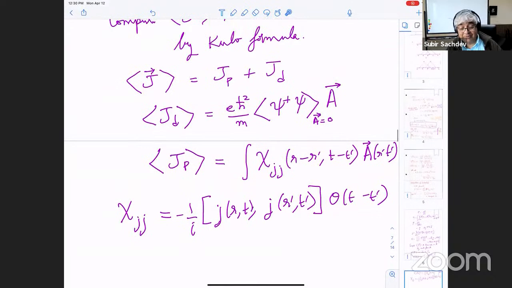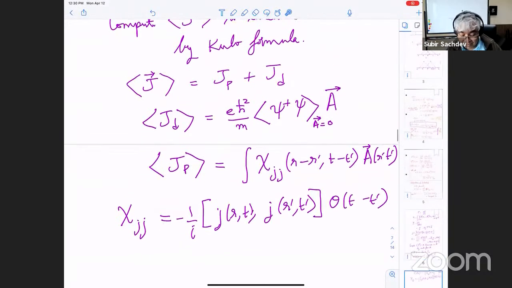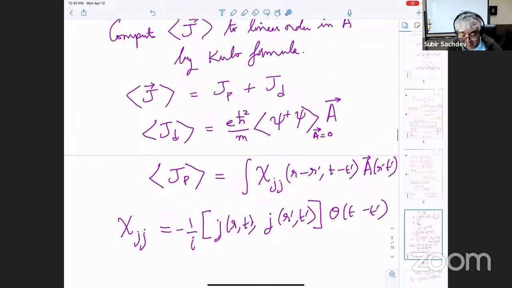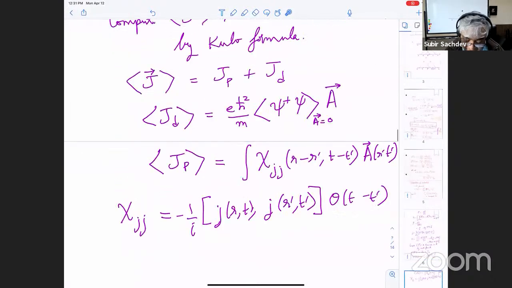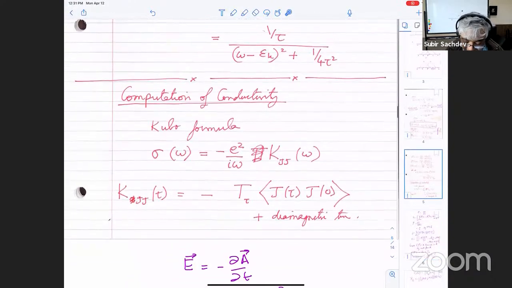You get two contributions, so it's a little more complicated than the usual case. There's the diamagnetic response, which is just proportional to the average value of the density. So that's trivial. That's something you know to begin with. And that has to be added to the usual Kubo response. And in the Kubo response, you have the commutator of the current.